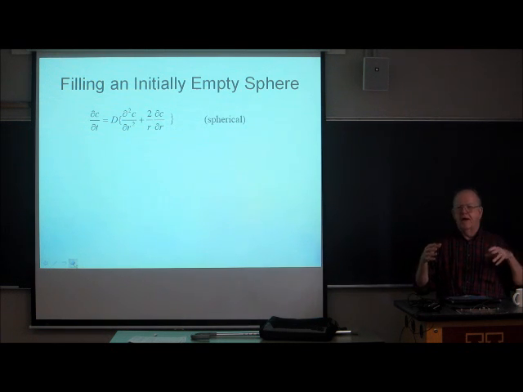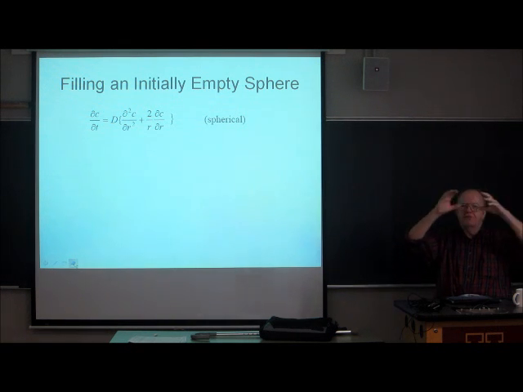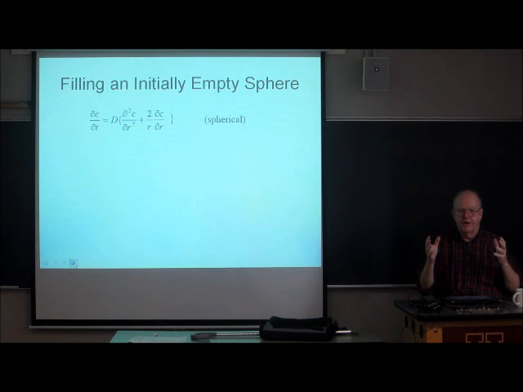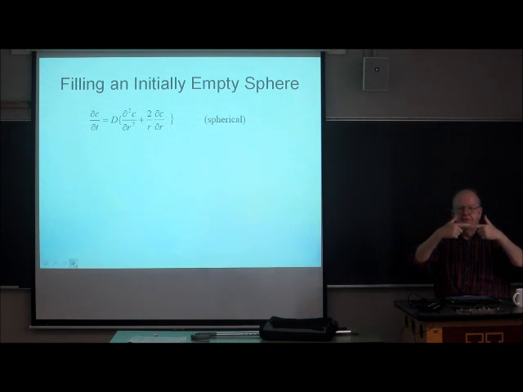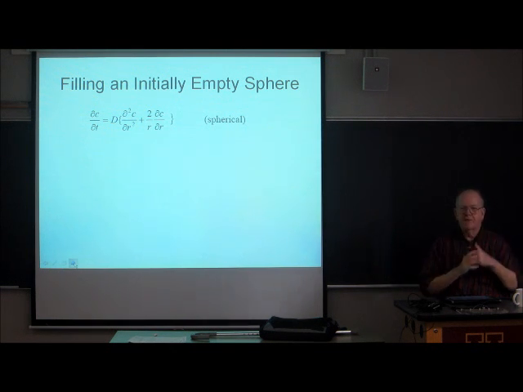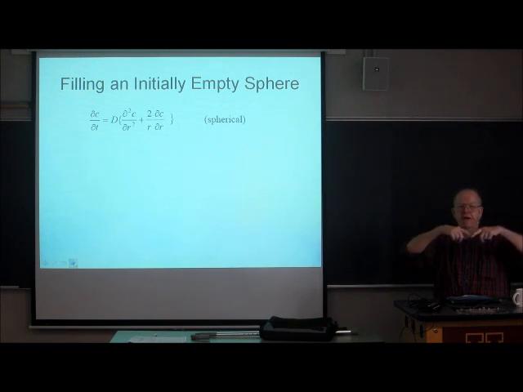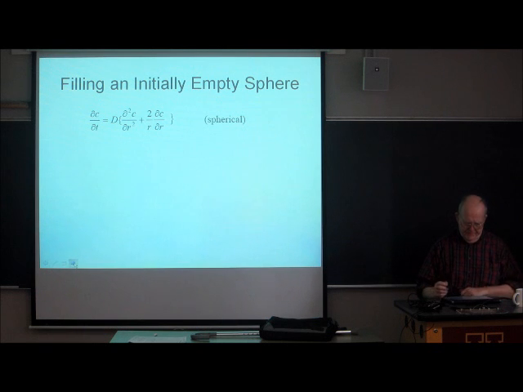Well, filling an initially empty sphere is a really important diffusion problem, because your solute in the chromatography column is going to arrive at the outside surface of a spherical particle, and then it's going to have to diffuse in. And then as the peak gets flushed past downstream of that particle, the stuff is going to have to diffuse back out. So filling and emptying a sphere is an important problem for us.